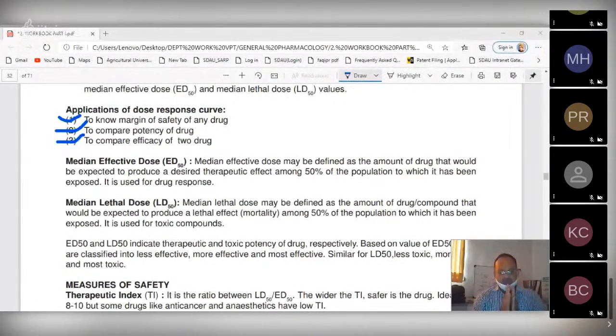They indirectly indicate either the toxic potency of the drug or the therapeutic potency of the drug. If you see the definition of ED50, that is median effective dose, it clearly indicates the capacity of the drug to produce the beneficial or therapeutic effect. If you see the definition of the median lethal dose, it clearly represents the potency of the drug to produce toxicity, or it clearly indicates the toxic potential of a particular drug.